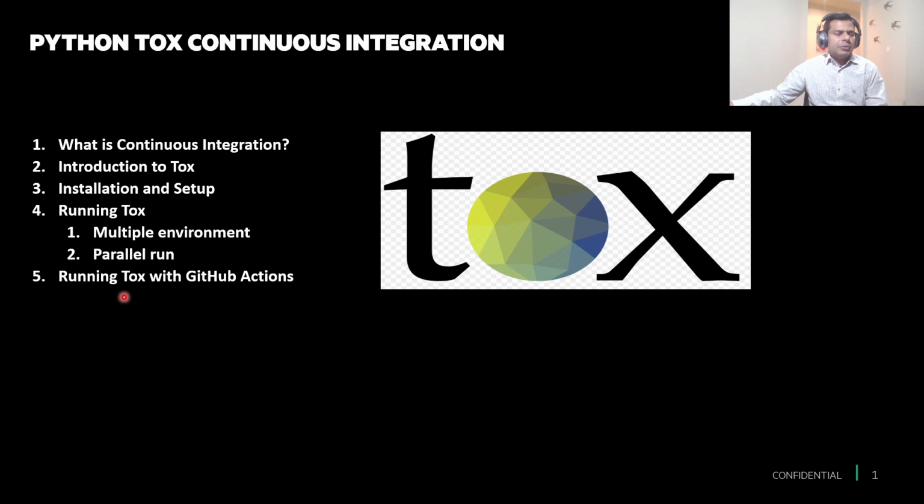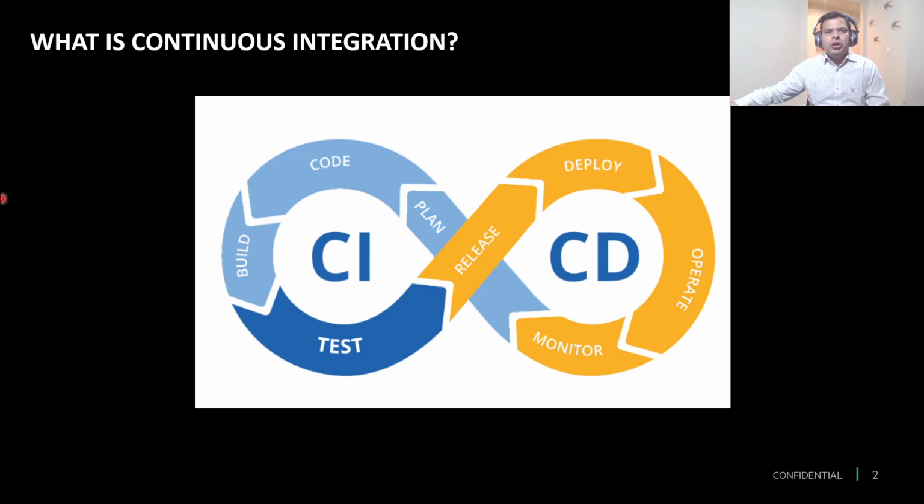We'll see some examples of how to use tox run with GitHub Actions, to run all the different CI tests at the remote server. And before learning about continuous integration, let's go a little bit back and see what we were using before continuous integration.